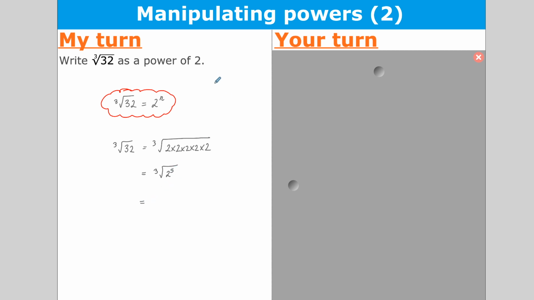And remember the cube root of a number is like that number to the power of a third. So this is 2 to the power of 5, all to the power of a third, which is 2 to the power of 5 multiplied by a third, which is 2 to the power of 5 thirds. I just want to do a cube root there so you don't just see square roots. I got 2 to the power of 5 thirds.